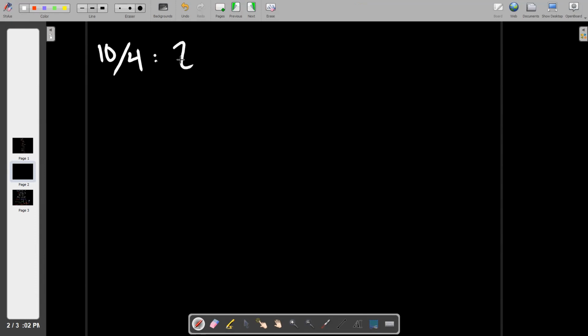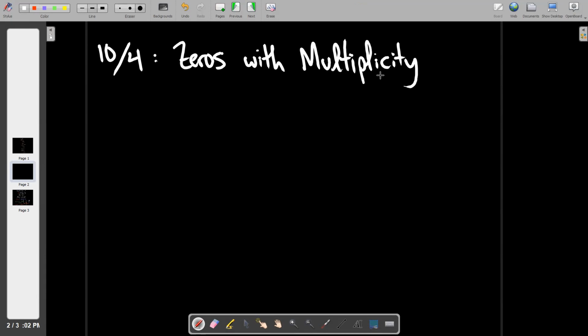And today we are doing zeros with multiplicity. I tried to write that word in my bestest writing so that you can see the spelling. It's one of those words that really does just get spelled the way you think it should. No trickery there, multiplicity.